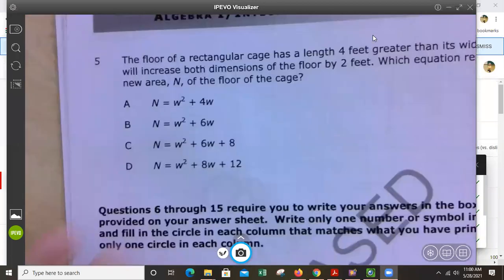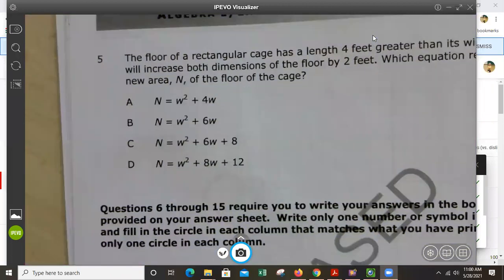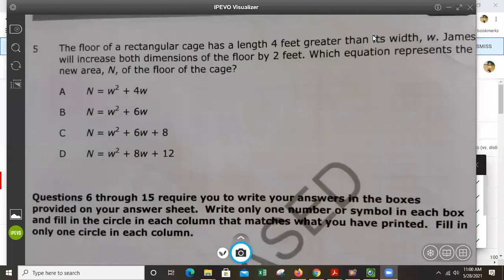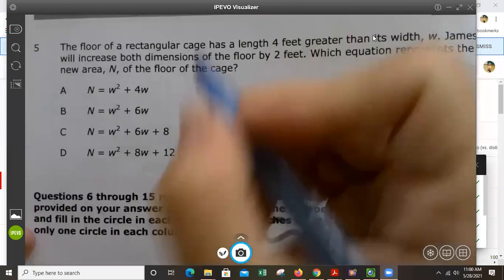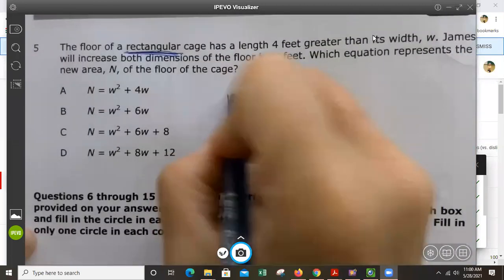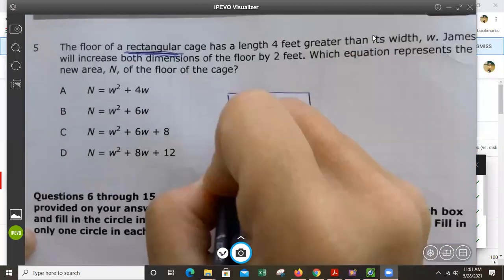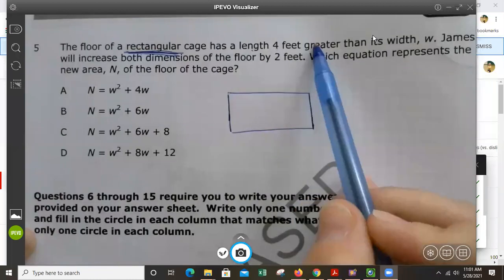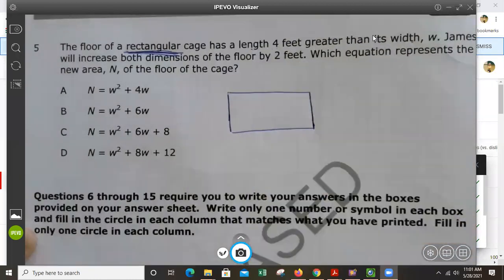All right, look at number 5. The floor of a rectangular cage has a length 4 feet greater than its width, W. James will increase both dimensions of the floor by 2 feet. Which equation represents the new area? So the first thing is anytime you see this, we're going to draw it. So we have a rectangle. It says the length is 4 feet greater than the width. How do I write that? 4 feet greater than the width.